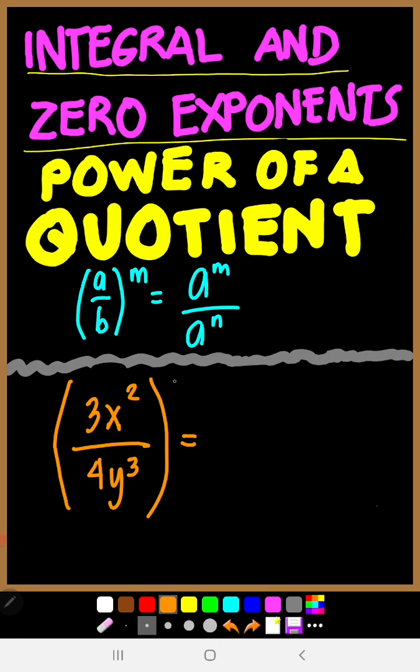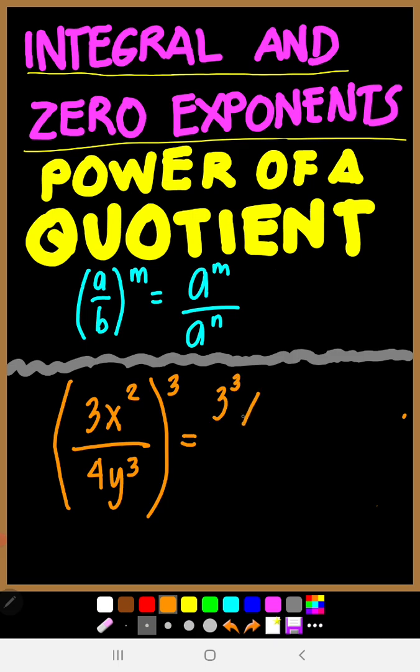So, we have 3x squared, quantity 3x squared divided by 4y cubed raised to 3. Okay? So, ganun ulit. Just distribute the exponents or multiply the exponents from the outside to the exponents inside. So, dun muna tayo sa 3. Ang exponent na 3 ay 1. So, automatically, 3 times 1 is 3.